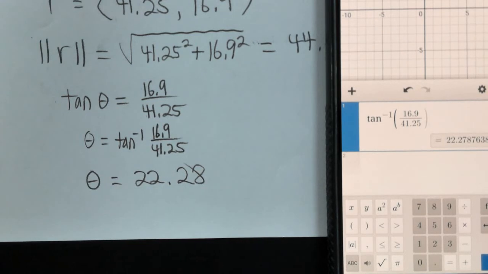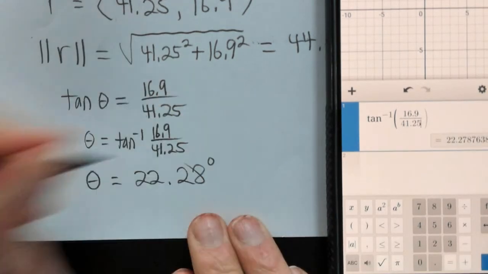So 22.28, that is the direction of the pass.